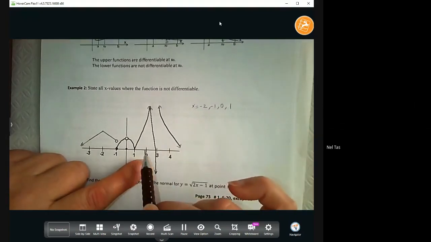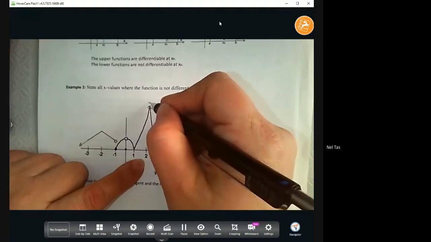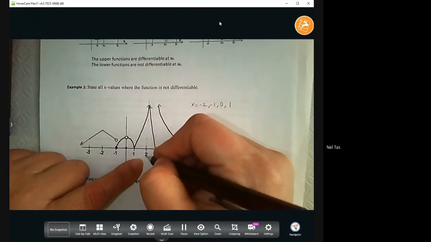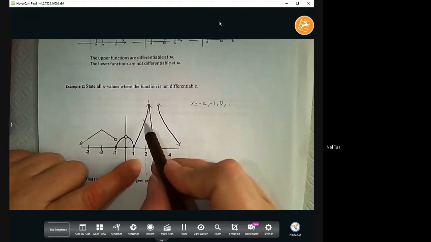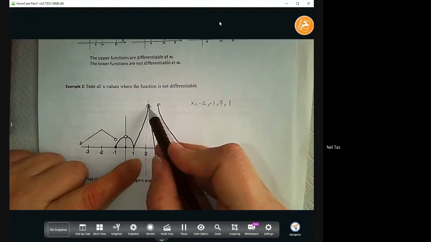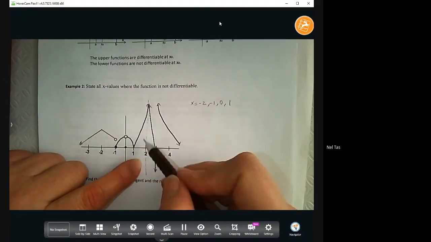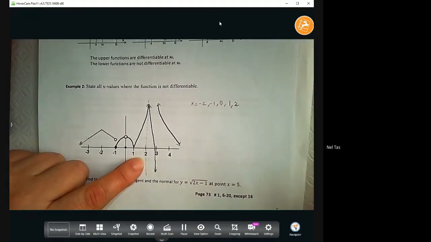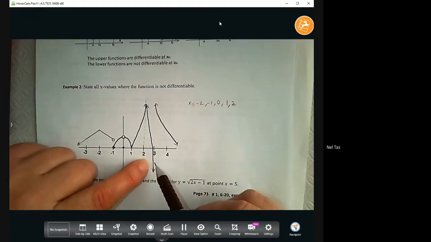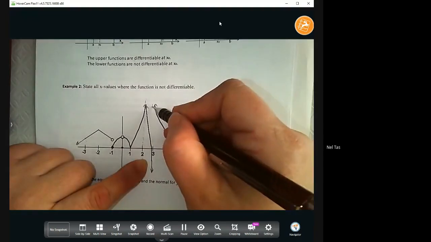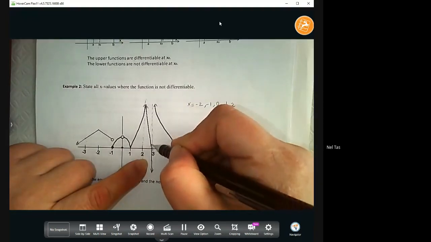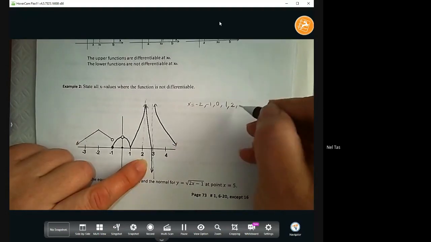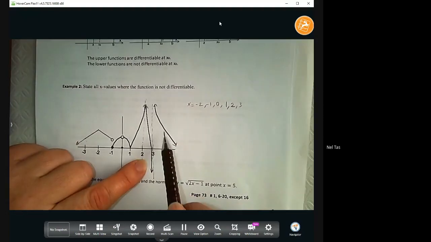At 2, you don't see it, but you know that there's going to be an asymptote here, right? So again, there's a discontinuity when there's a vertical asymptote. The function is not differentiable there. Also at 3, there's a discontinuity. There's a vertical asymptote, not differentiable at 3, and that's all.